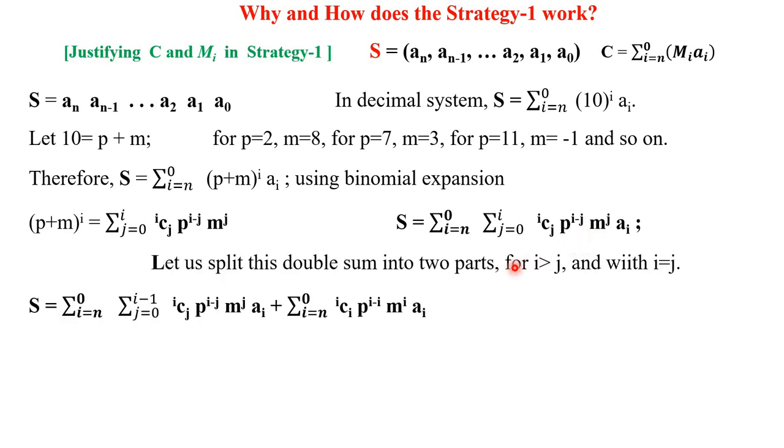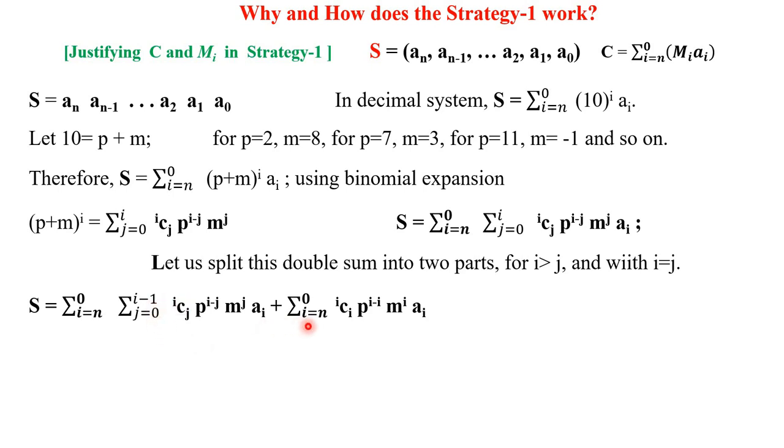Now another trick. Let us split this double sum into two parts. One is j less than I, and another is I equal to j. That means the other part contains j equal to 0 to I minus 1, and for the last single part, this summation sign is not there because it is simply j equal to I. So we split into two parts. One is as usual, only the index is changing: j is 0 to I, and here it becomes j from 0 to I minus 1.